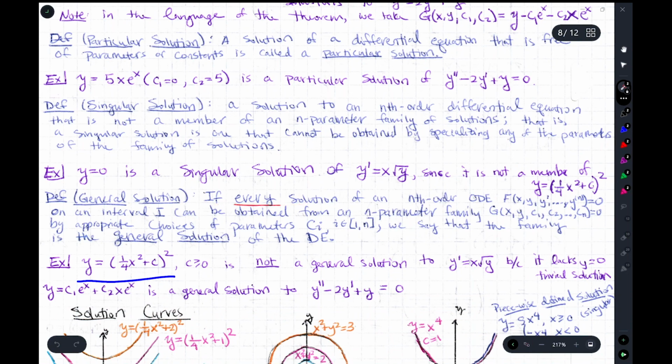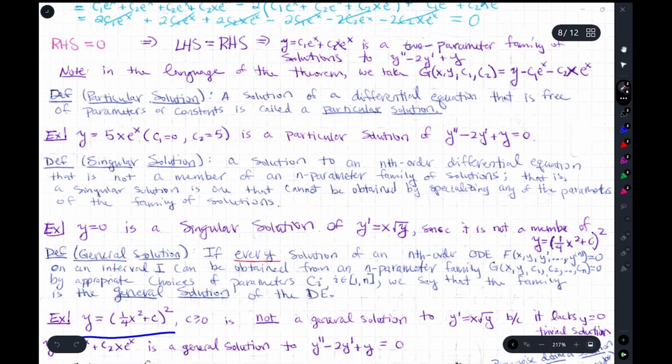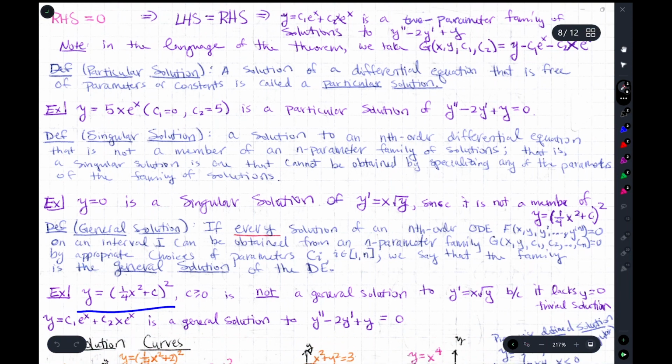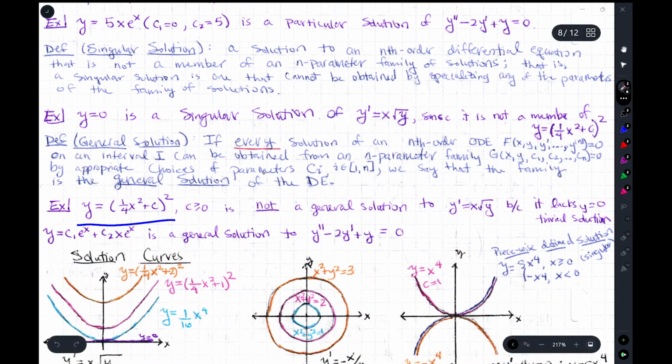What about a general solution? What is that? If every solution, and we emphasize every, if every solution of an nth order ODE, which is ordinary differential equation, written implicitly on an interval I, can be obtained from an n-parameter family, okay, so here's our n-parameter family, you could think about it like this for that particular example, by appropriate choices of parameters, we say that the family is the general solution.